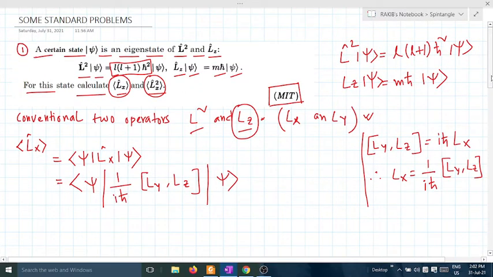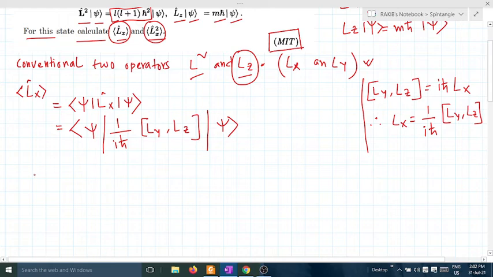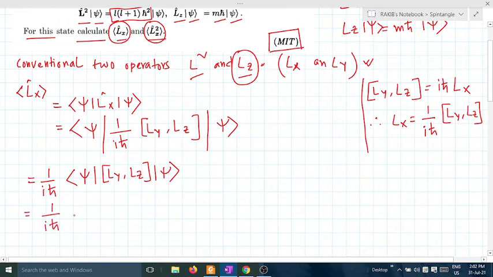This gives us 1 by i h cut, which is the scalar factor. We can take it out from the bracket: psi, commutator Ly Lz, psi. And this can be expanded as follows: psi, and we know the commutation relation gives us Ly Lz minus Lz Ly, and then psi.